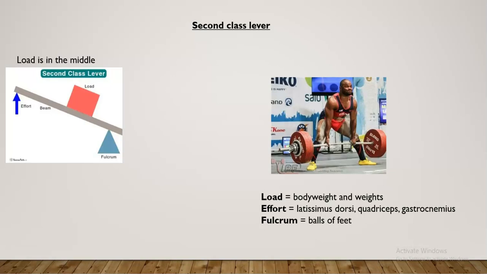So we know that the load is going to be the body weight and the weight, so the barbell and the body weight of the participant. We also know that the effort is going to be the latissimus dorsi of the back, and the quadriceps of the leg, and the gastrocnemius of the lower leg. The fulcrum, this part here, will be on the balls of the feet.